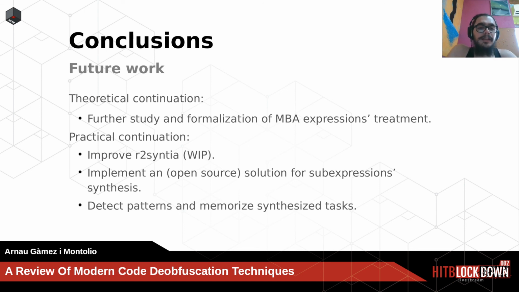And from a more practical and more immediate standpoint, we can just improve R2, which is already a work in progress. I'm working on that right now, as I told you. I'm working on a native R2 plugin, and introducing some improvements to that. Also, I would really like to implement an open source solution for the approach presented by the QSynth paper for synthesis of sub-expressions and further reconstruction of the original obfuscated expression.